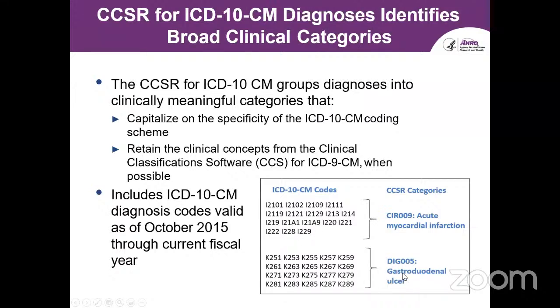Like let's say a gastroduodenal ulcer, these are the codes. A good example would be a musculoskeletal example. So let's say we have knee pain. Someone's presented with knee pain. We have a series of ICD-10 codes. Is it right knee pain? Is it bilateral? And that's how the different codes come in.